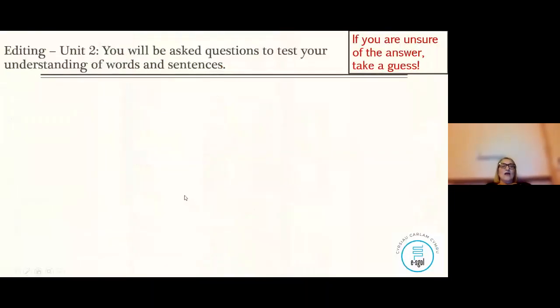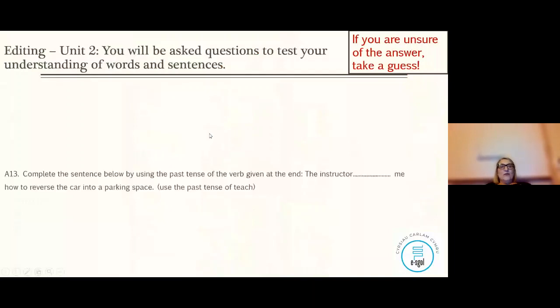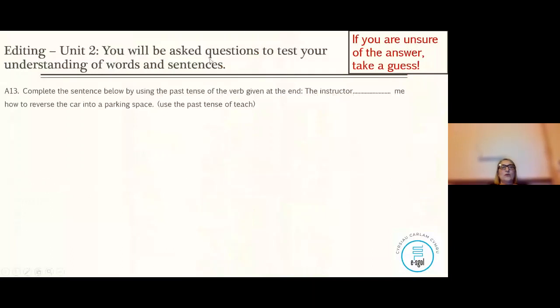Okay, so I know I've kind of rushed through that, but we are coming up to the 45 minutes. I will just go through this quickly. On a reading section of a paper, you will get editing tasks as well. In the editing tests, you'll be asked questions to test your understanding of words and sentences. So this is again an example from this 2018 paper.